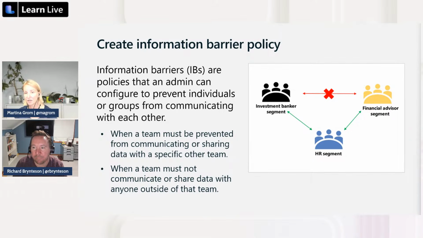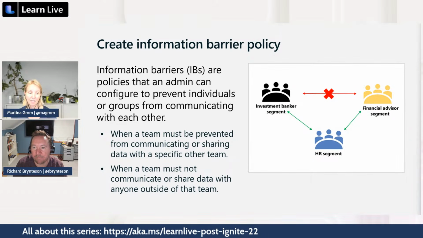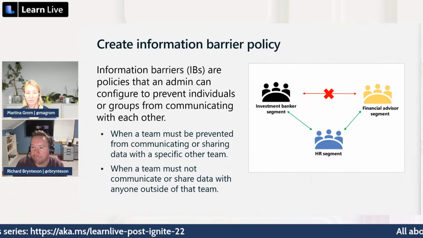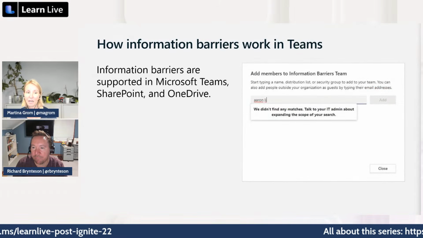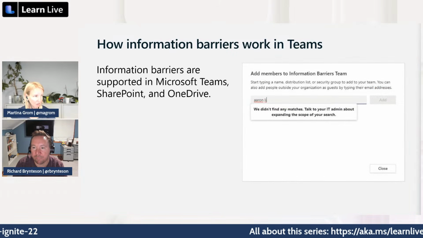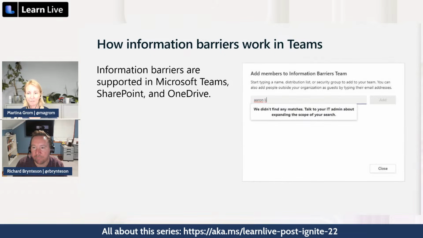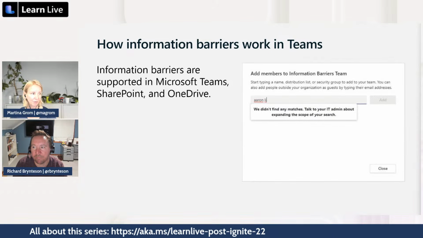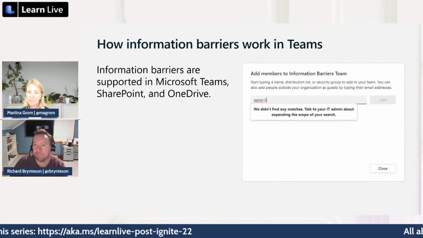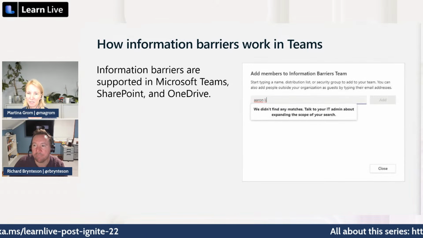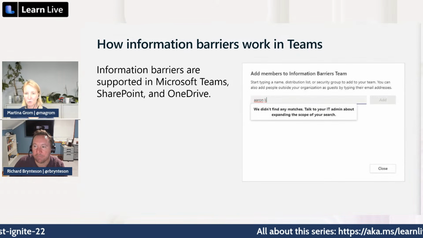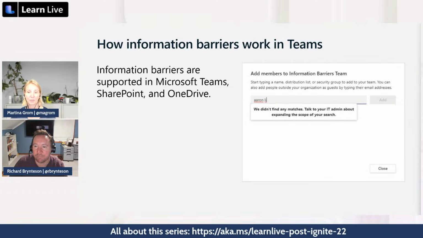But on the other side, both persons, Alex and Bill, can communicate with Lee in HR. Also, what you see here in the example, if you have an information barrier policy in place, you can't look up specific persons anymore within Teams. So if Bill wants to chat with Alex, he won't find him in the directory.